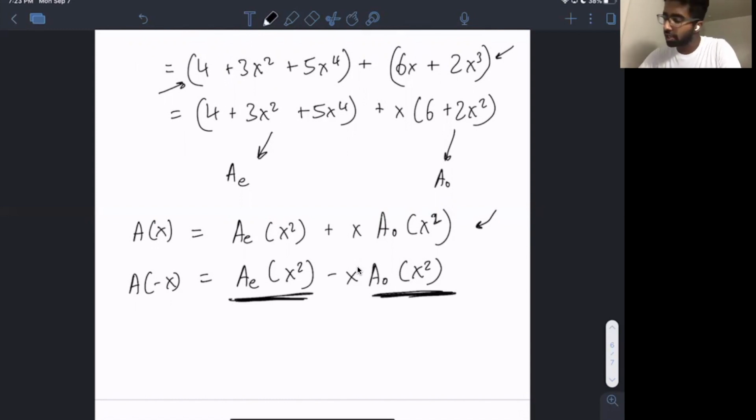The only thing that changes is this sign. So pretty much, again, we're trying to make this process efficient. Here, we see that there's a lot of repeated work, which means we only need to calculate A_e of x squared once and A_o of x squared once. Doing that once sets us up to find out two points, like A evaluated at two points. So it basically halves the work that we need to do. So I'm just gonna summarize that here.